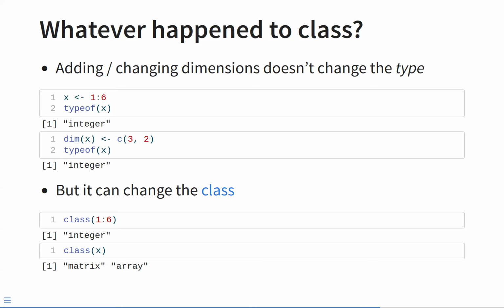The type may not have changed, but the class has changed. So if we evaluate the class of 1 to 6, we're going to get back integer. Whereas if we evaluate the class of x, we're going to get back matrix array. So there is something that changes when we assign dimensions. It's not merely that we've created attributes. It's also that R recognizes that because there are now dimensions, it's able to operate on this object X in a different way than it could before. So in particular, matrix operations are now going to make sense for this object X.